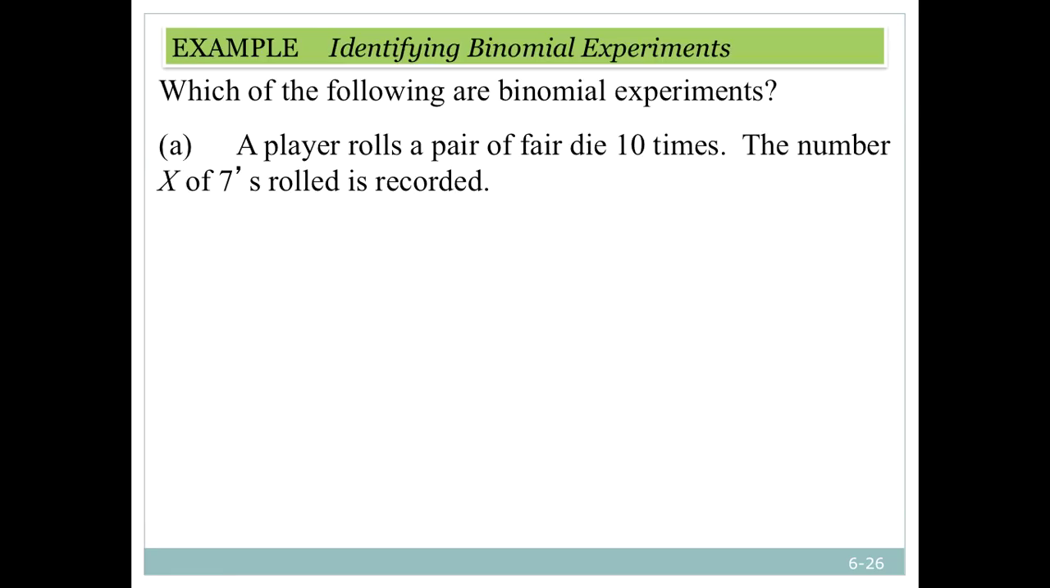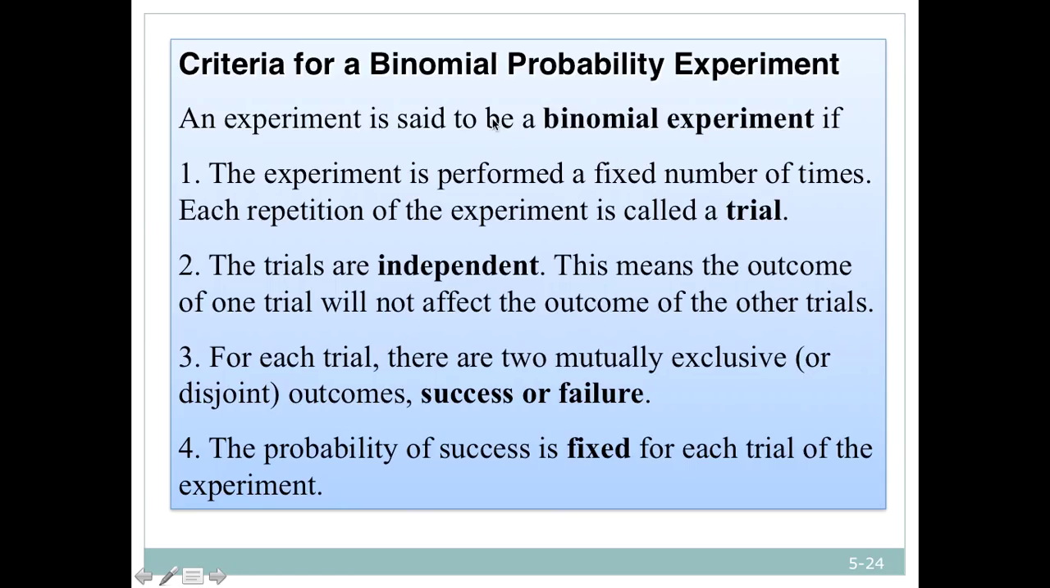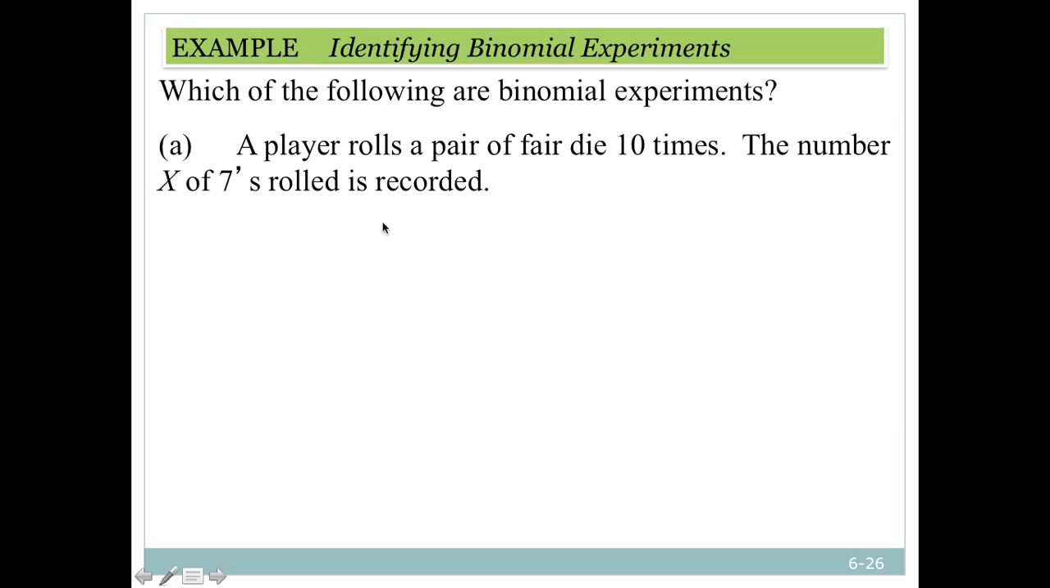So let's take a look at this example here. A player rolls a pair of fair dice 10 times. So we have a fixed number of trials, it's 10 trials, and then the number of sevens rolled is recorded. If we think about this, let's take a look at our qualifications again. We have a fixed number of trials. Rolling the dice once has nothing to do with the second roll. And we have success or failure, either getting a 7 or not getting a 7.